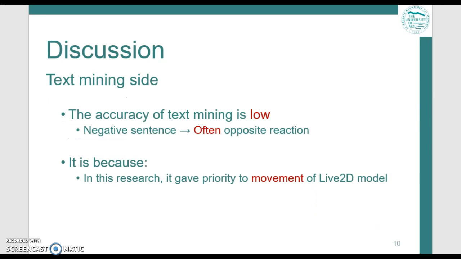On the text mining side, the accuracy of text mining is low. For example, although a tweet has a negative sentence, it will often output the opposite expression. But this problem has an obvious reason. The reason is that it gave priority to the movement of Live2D in this study.